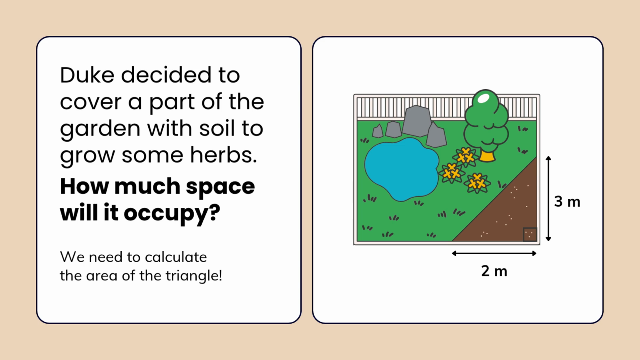That means Duke's herb patch has an area of 3 square meters, so he needs enough soil to cover 3 square meters. So we will learn exactly why we divided by 2 in the next few slides, but that's the basic idea.